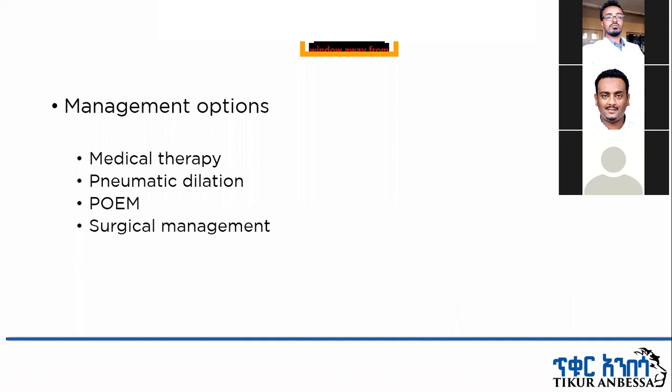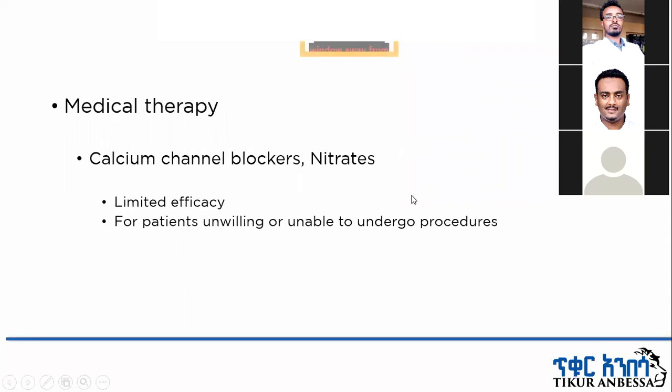So there are different management options for achalasia. There is medical therapy, drugs, there is pneumatic dilation, there is POEM, which is peroral endoscopic myotomy, and then there is surgical management. Medical therapy usually entails calcium channel blockers and nitrates. These drugs are actually of limited efficacy. Usually there might be some improvement of symptoms, but it's not an optimal response for most patients. So it might be used for those patients who are unwilling to undergo procedures or unable to undergo procedures for some comorbidity.